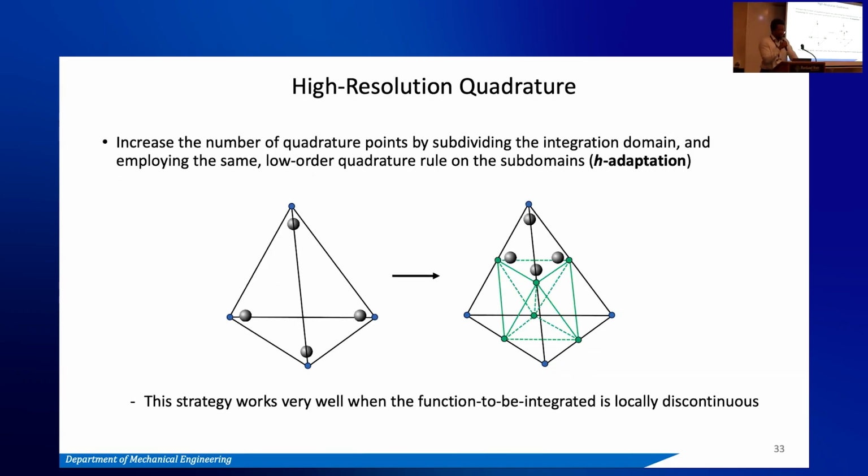Then in that case, you should probably do something closer to H adaptation, where instead of just increasing the strength of your rule, you should be subdividing your element and then using the same low order rule on each of the subdivisions. Okay. So you can of course take a tet, subdivide it into 8 subtets, and then use this rule on each of those 8 subtets. I've only shown the rule on one of the subtets because I did not have time to fill in the rest of them. This works really well if your function is locally discontinuous and you want to zoom in onto what the exact integral of the function is on your subdomain.